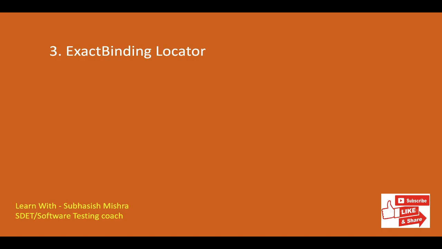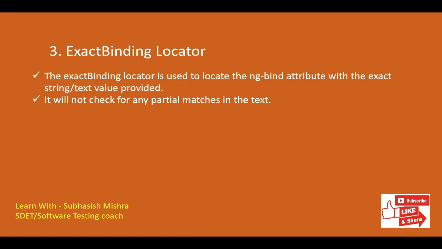Similarly, we have another locator known as ExactBinding Locator. The ExactBinding Locator is used to locate the ngbind attribute with the exact string or text value provided. It will not check for any partial matches in the text.